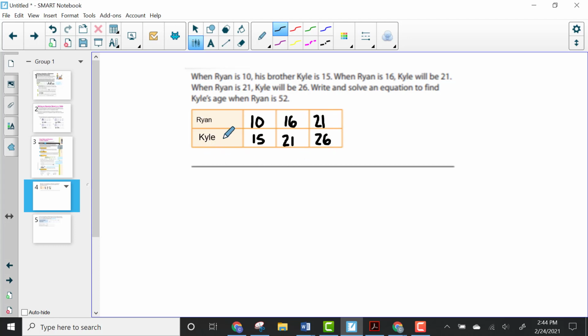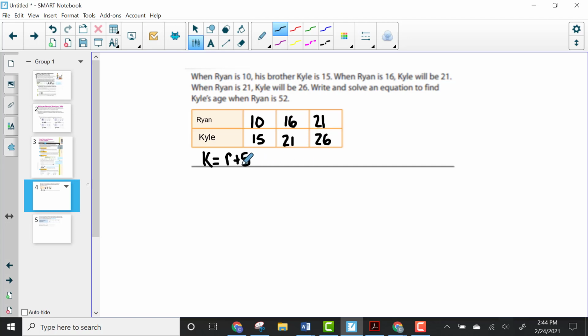And then 16 plus 5 is 21, 21 plus 5 is 26. So this is a real world situation, so we're not going to do y equals x. We're going to do Kyle's age equals Ryan's age plus 5. So that would be the equation that we could write to represent this situation. And that's going to help us figure out Kyle's age when Ryan is 52.